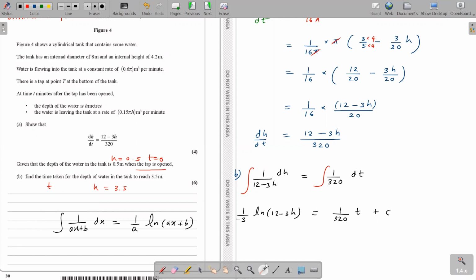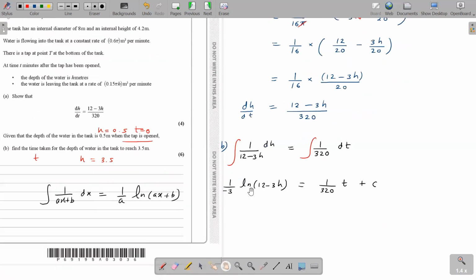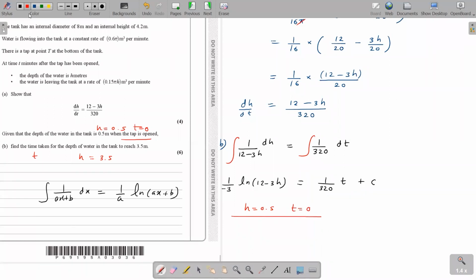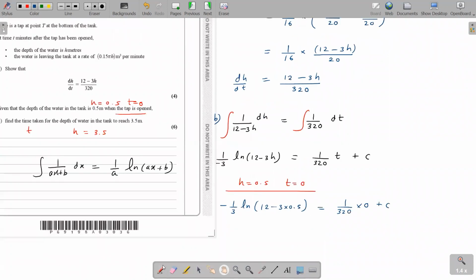Okay, now what do we do? The first thing we do is when h is 0.5, replace t as 0. And you can find the value of your c. Let me input that. Minus 1 over 3 ln 12 minus 3 into 0.5 equals 1 over 320 times 0, since time is 0. Can I have the simplified answer here for c?